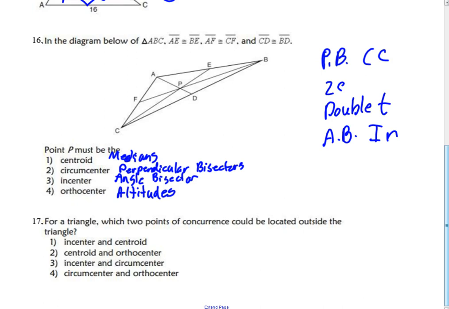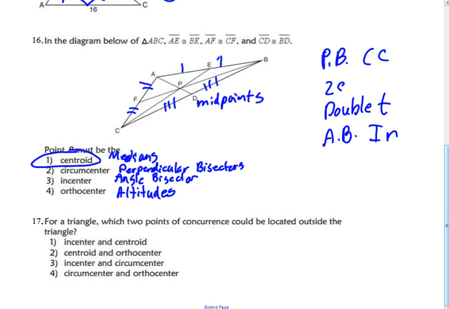Okay, all right. Now, since AE is congruent to BE and AF is congruent to FC, and this is congruent here, that means these points are midpoints. And so what is a segment that's drawn from a vertex to the midpoint? What is that segment called? It's a median, right? Median, vertex to a midpoint. So point P is the centroid.